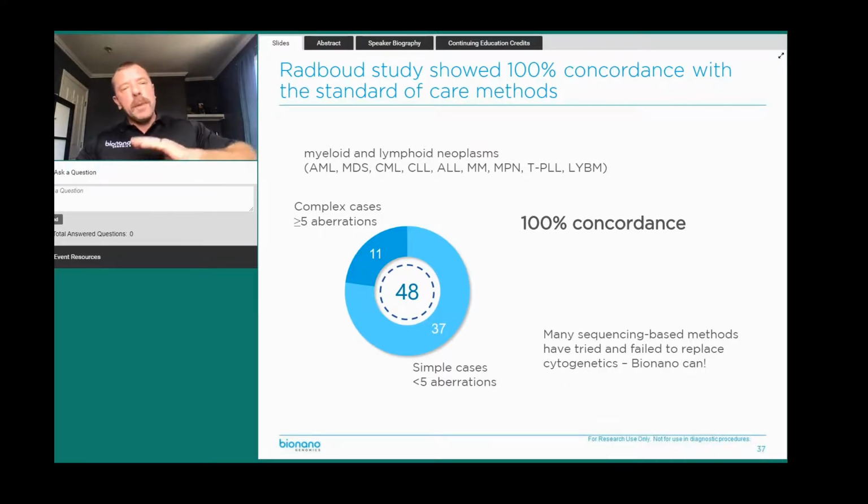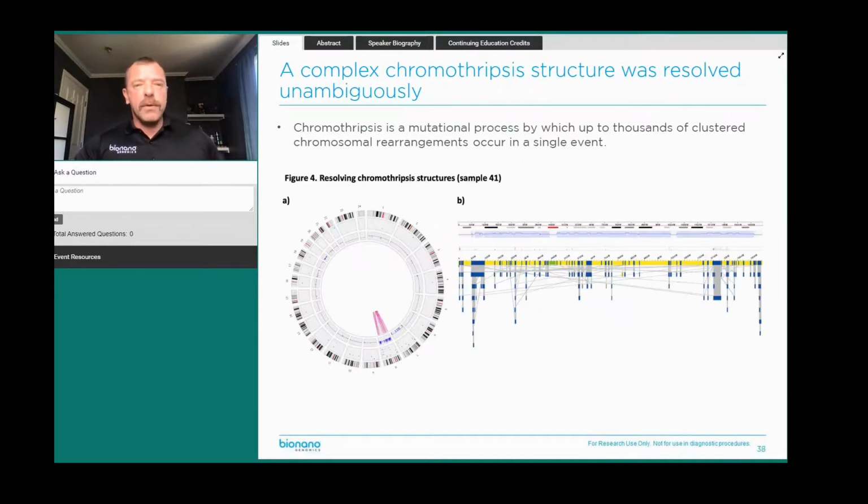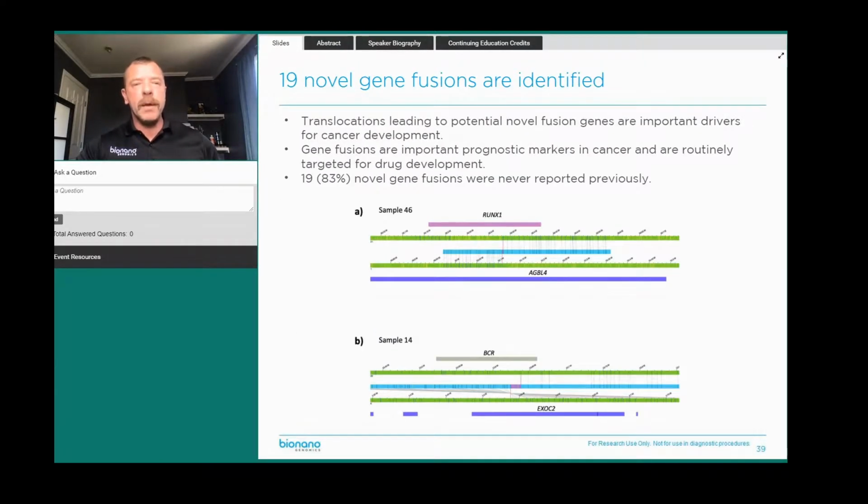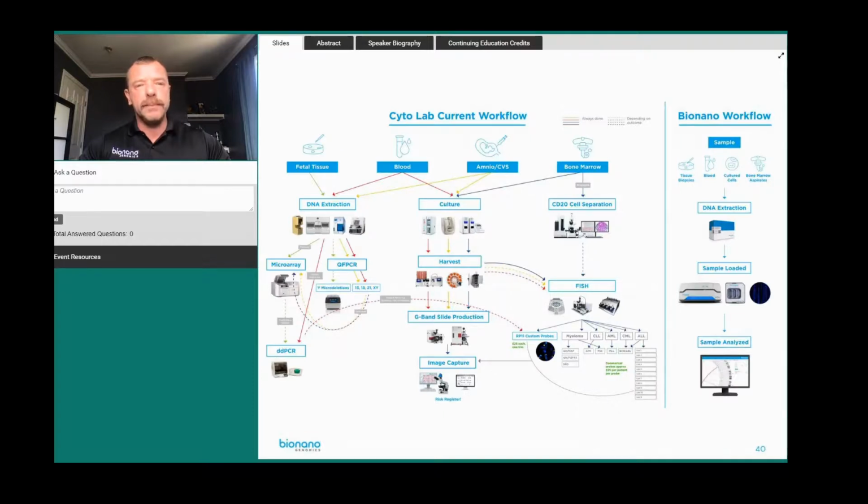And besides these more standard variants like a BCR-ABL translocation that they found, they had a sample with complex chromothripsis that was resolved unambiguously by Bionano. And on top of that, they also discovered 19 novel gene fusions, never before reported. Some of them have a translocation partner that is known to be important, like BCR at the bottom there, but with a new translocation partner that had not been reported before. So again, an enormous amount of discovery potential in this type of data.